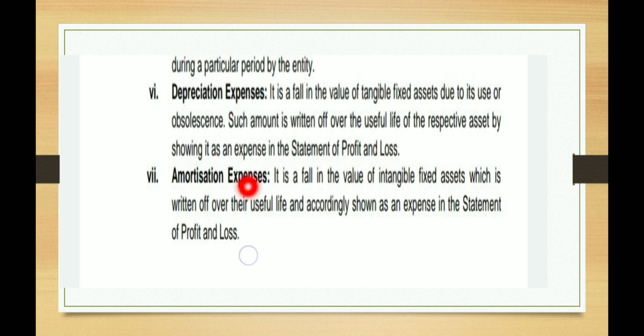Amortization expense is the fall in the value of an intangible fixed asset, which is written off over the useful life and shown as an expense in the statement of profit and loss. Intangible assets are patents, copyrights, etc. When their value deteriorates or decreases, it is written off as amortization expense.